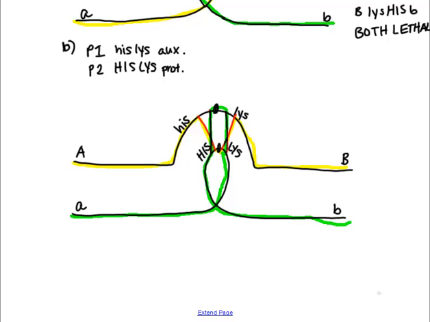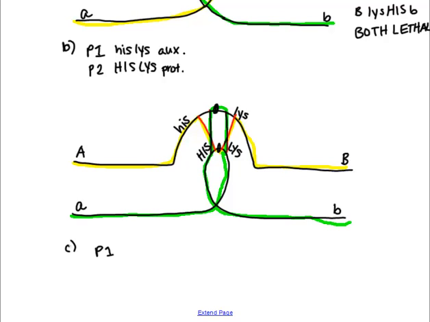So if you see, what actually happened was the 2 chromosomes just switched centromeres. So the yellow chromosome still has dominant A, recessive his and lys, and dominant B, but it just switched centromeres with the green chromosomes. So let me write down the spores here.